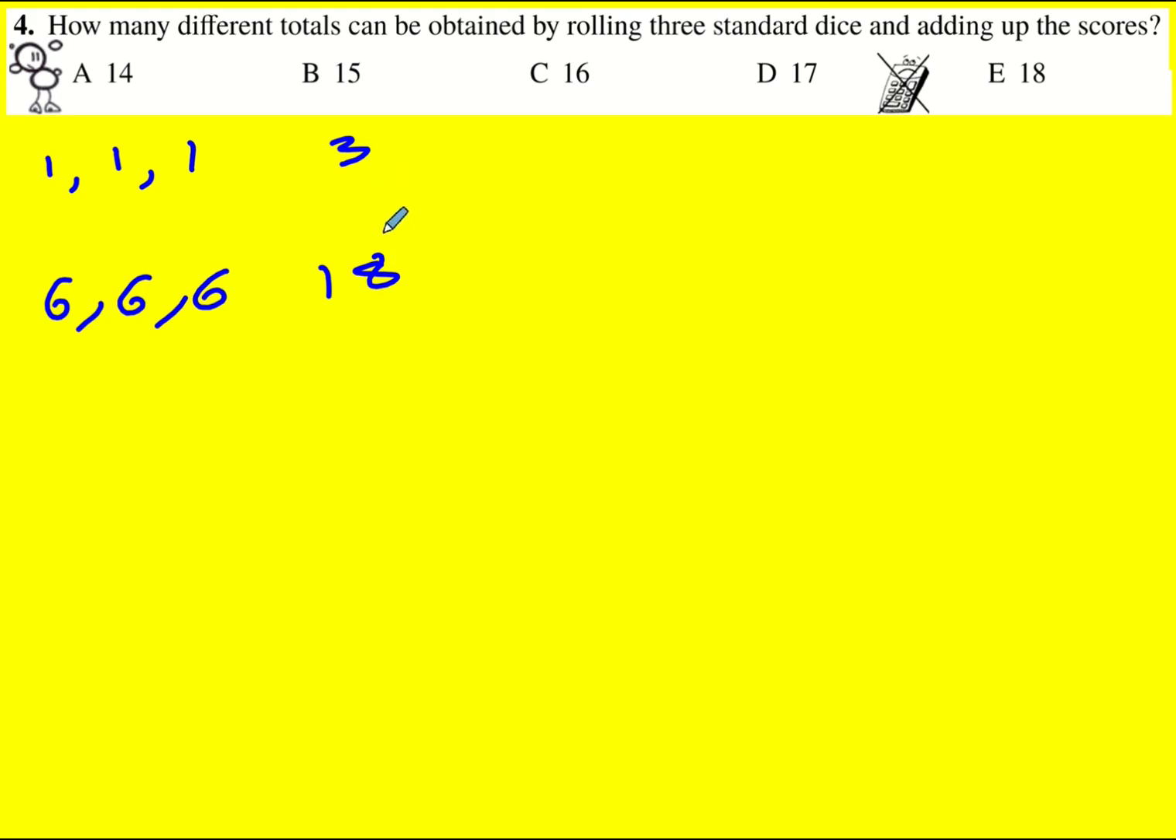You get 1, 1, 2, 1, 1, 3, 1, 1, 4, and so on, and then just increment them. So I'm not going to write them all down, but hopefully you can see that. So how many are there in total? Well, it's actually 18 minus 3, but then you have to add 1 because you want to include both of them. So that gives 16.